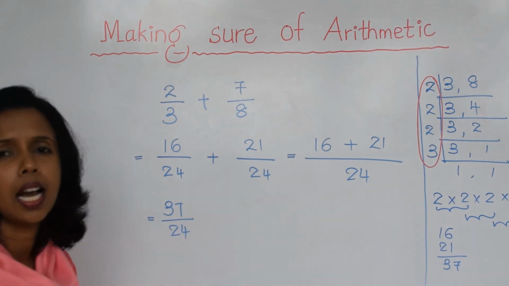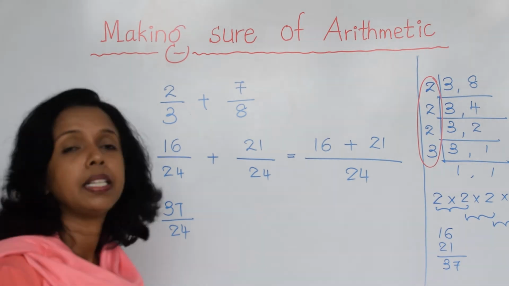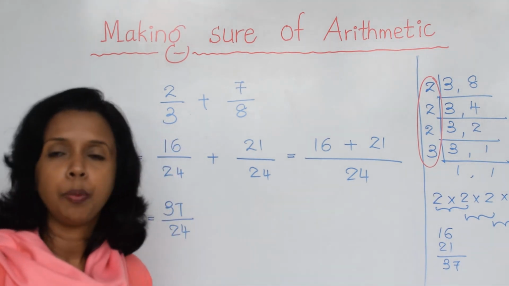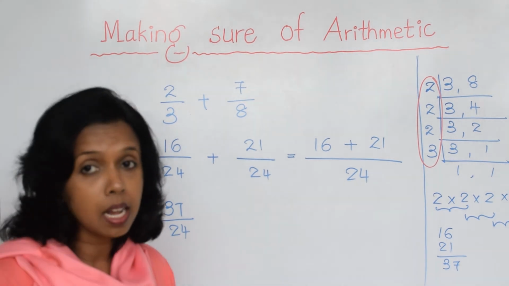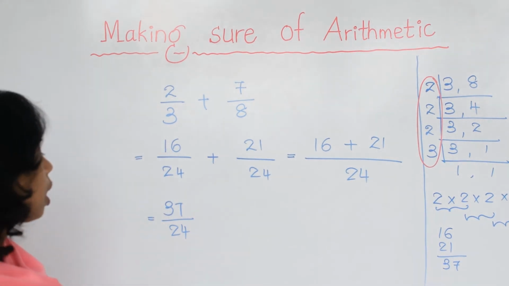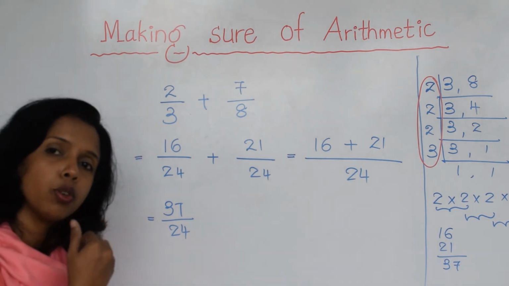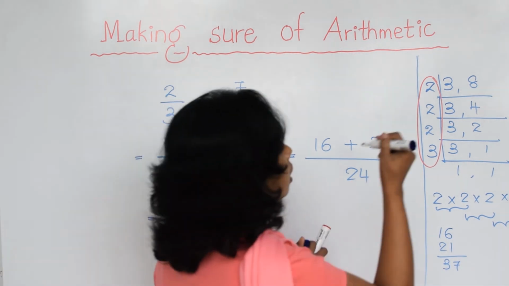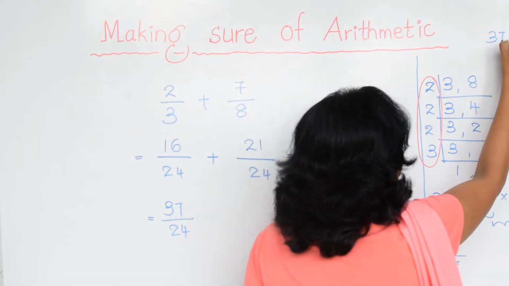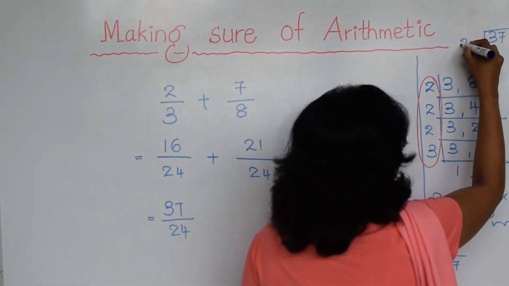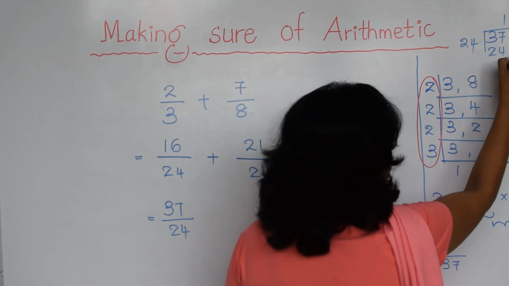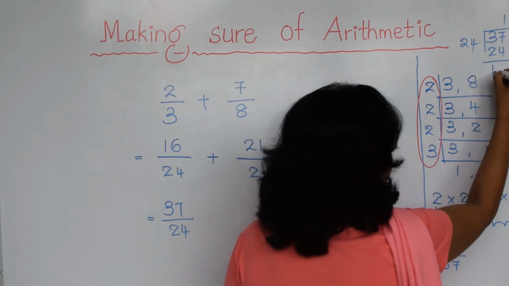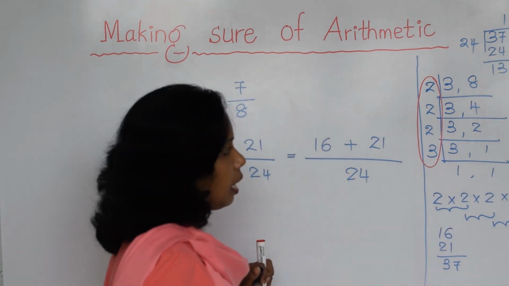Is this the final answer? Yes, you can keep it, it's not wrong. But this is an improper fraction, right? So we can convert this into a mixed number as the final answer. So how can you do that, children? 37 over 24. Again you move to the working column. 37 divided by 24, right? 24 times 1, 24. Then 37 minus 24, it is 13, right?